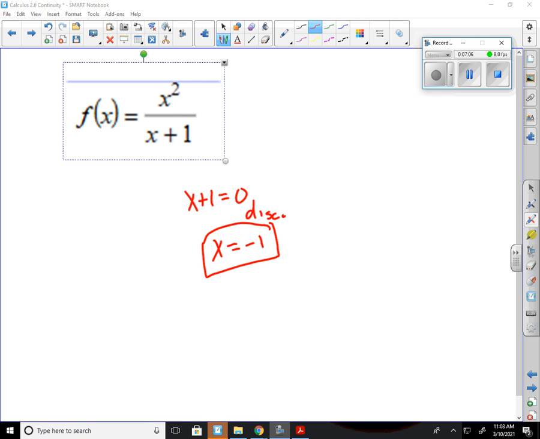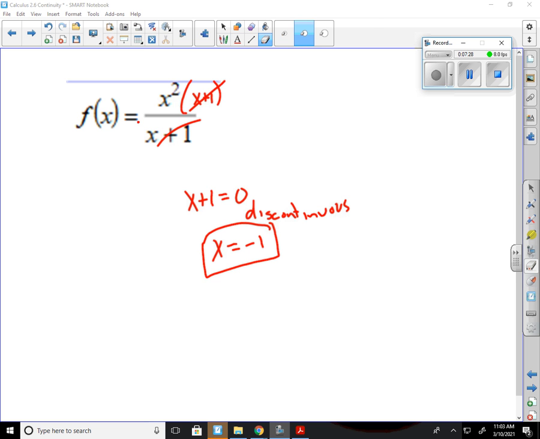So it's discontinuous at that point. And then what kind of discontinuity is it? Well, if I had an x plus 1 up here that I could cross out, that would be a removable discontinuity. In this case, I can't cross anything out, so it's a non-removable discontinuity or an infinite discontinuity.